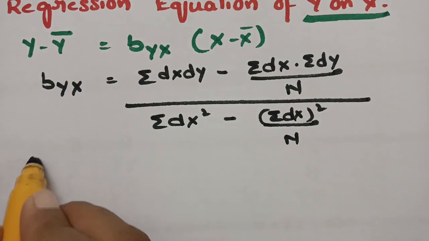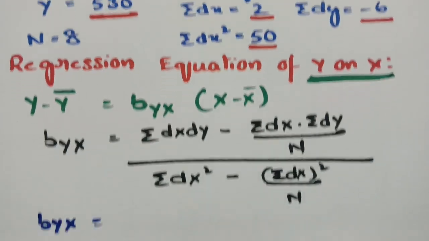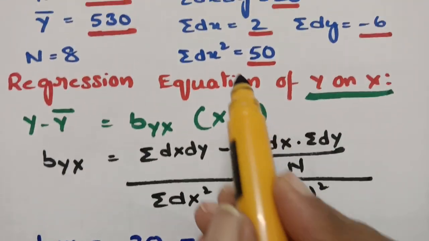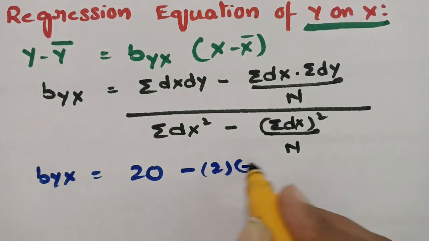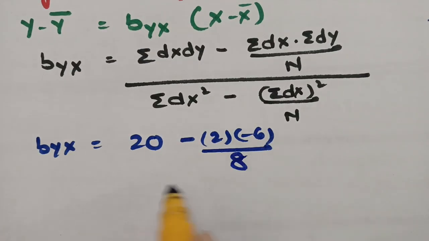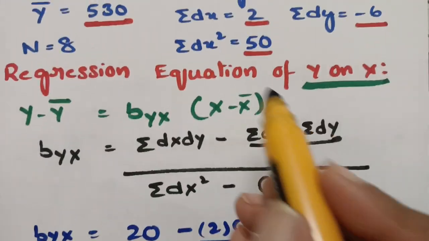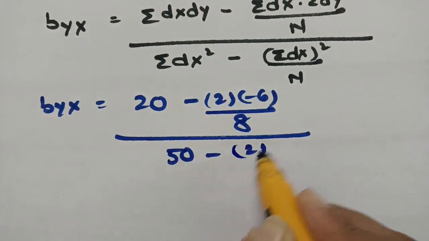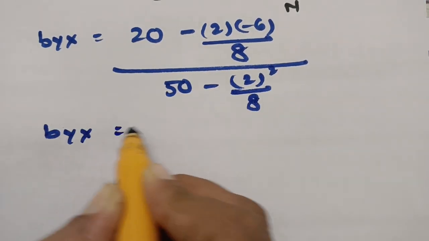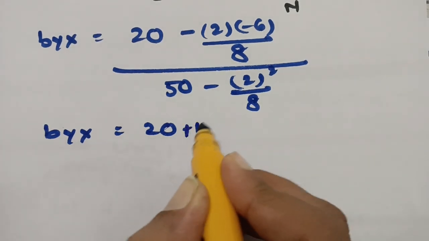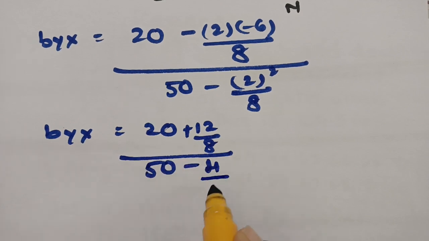So this is the value which is needed, and now I am going to substitute. b y x is equal to, what is sigma dx dy? Sigma dx dy value is equal to 20. So I am substituting 20. What is sigma dx? Sigma dx value is equal to 2, and sigma dy value is equal to minus 6, by n value is equal to 8, divided by, what is sigma dx square? This value is equal to 50 minus sigma dx, which is 2 square by n, value is equal to 8. And now this is b y x value is equal to 20 minus of minus, plus 12 by 8, divided by 50 minus 4 by 8.